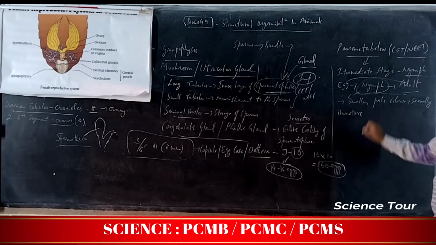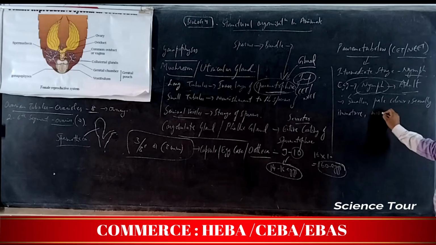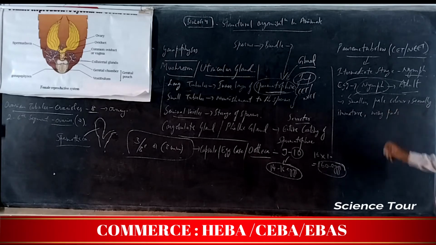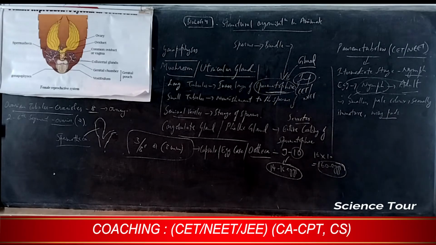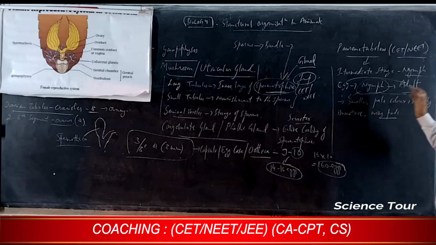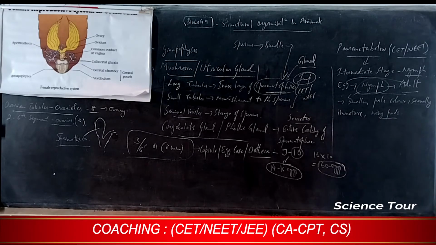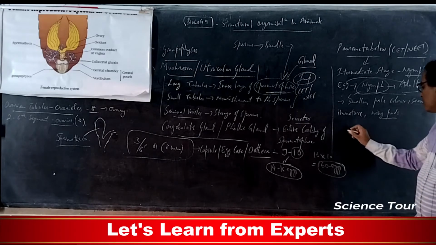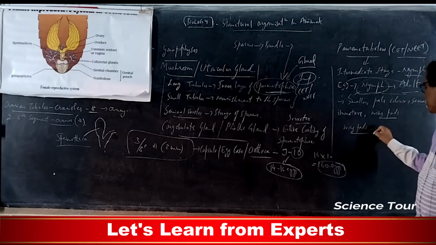After the adult stage, sexual maturity comes. And they have wing pads. They lack wings, but reduced wings, which are called wing pads, are present in them. So they are smaller, pale in color, sexually immature, and they have wing pads. So the wing pads actually appear.